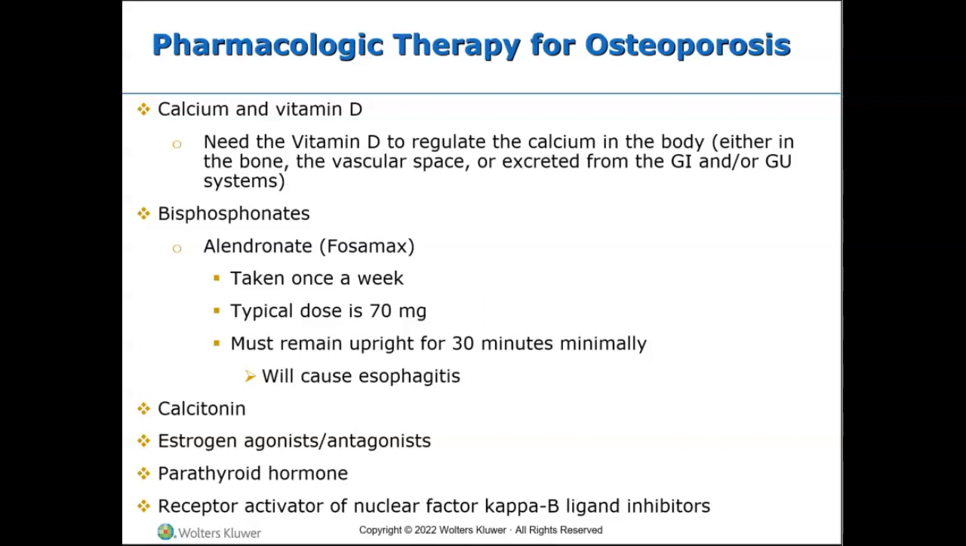Next is estrogen agonist or antagonist. We also have anabolic agents, not on this slide, like a synthetic form of the parathyroid hormone. And those will stimulate the body to build new bone.